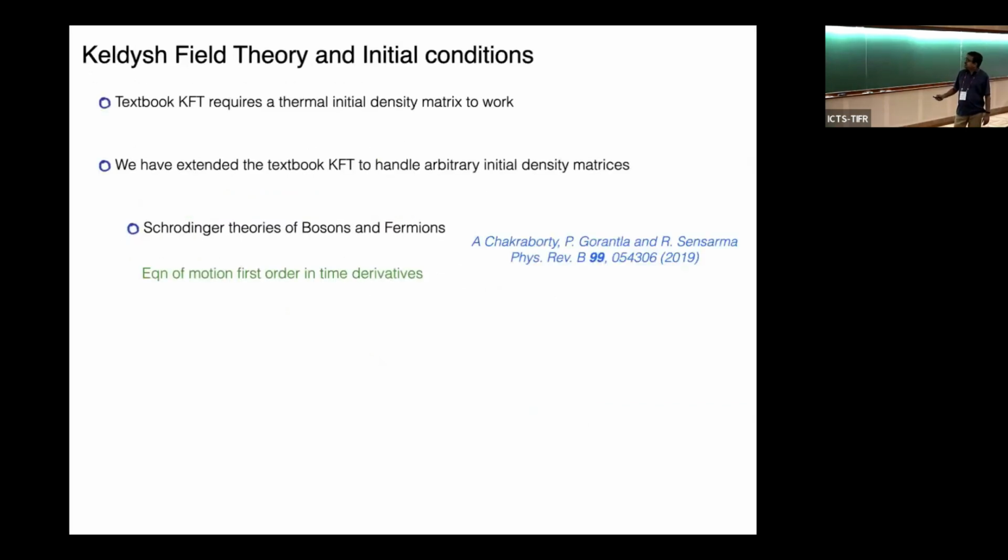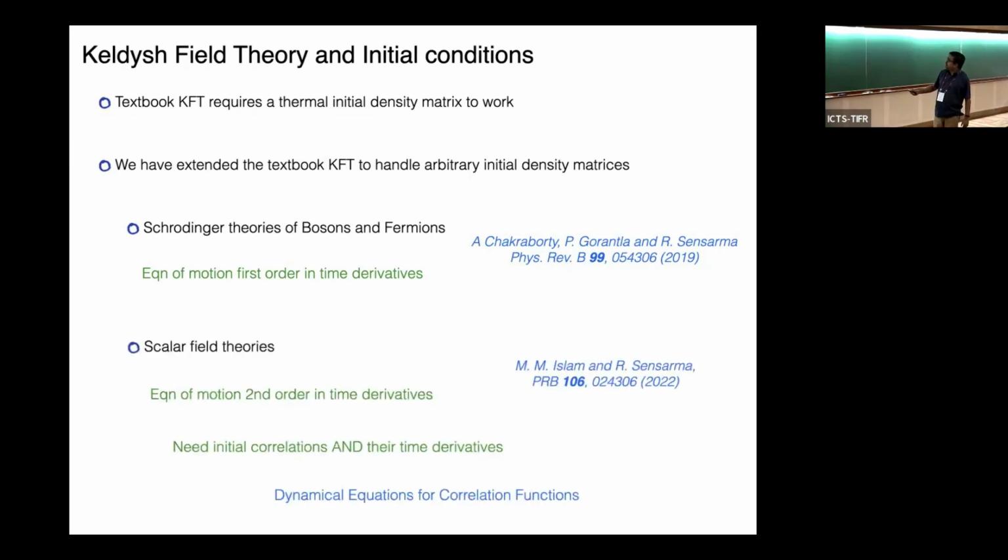One of the things that we figured out was that the textbook Keldysh field theory requires a thermal initial density matrix to work. In a series of work with my earlier student Ahana Chakrabarti and now with Mursalin, we have extended this to give you a field theory which can deal with the dynamics of these things starting from arbitrary initial conditions. You give us a density matrix, we know how to do this. I will not go into details of this, but if you are interested, I can talk about it.